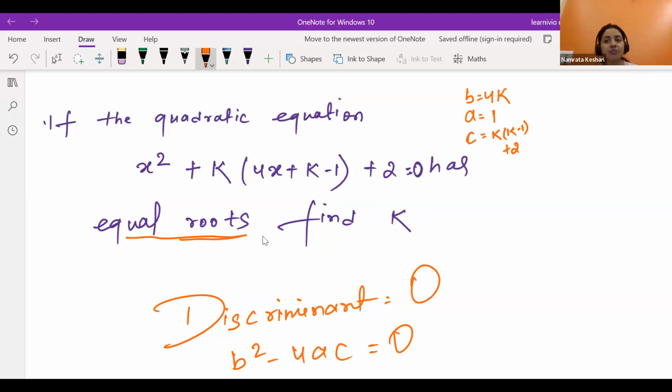Now, the previous question was exactly the same, but why have I given this one? Again and again, on a daily basis, I'm trying to take new types of questions. So of course, here you must understand how to identify a, b and c. That's why I have given this question to you. Okay? So, let me clear it.